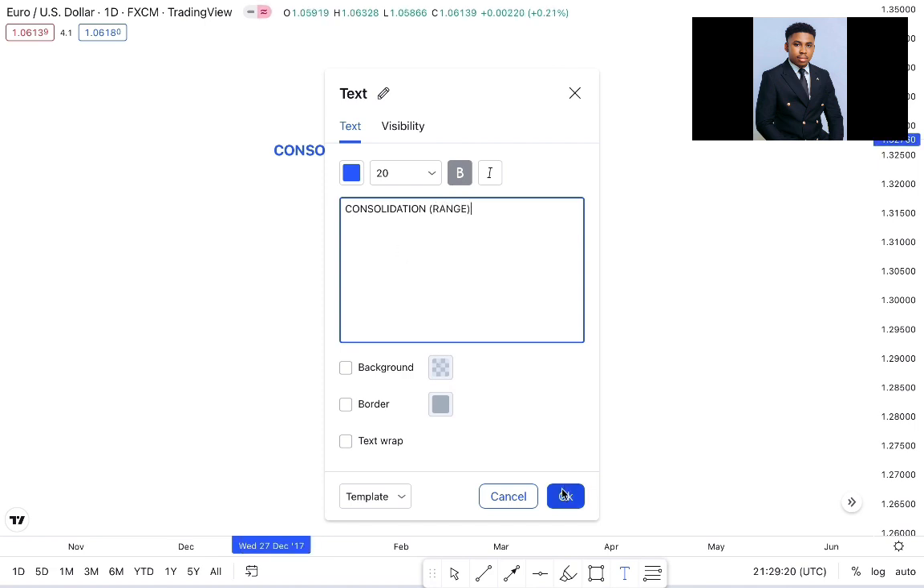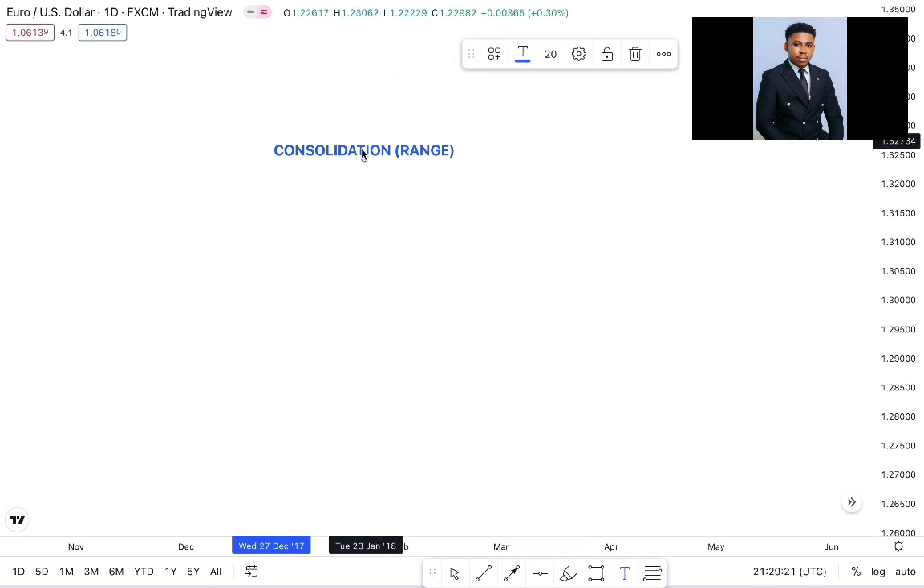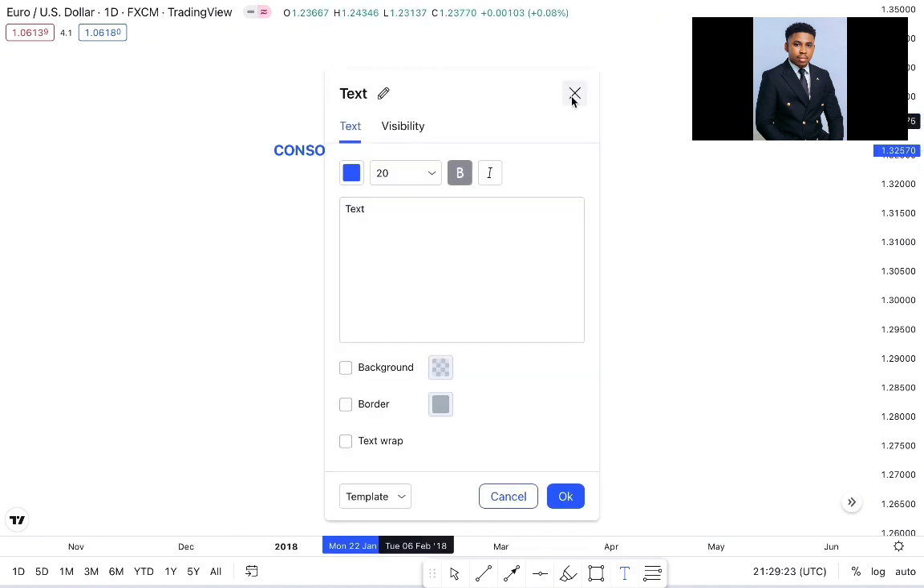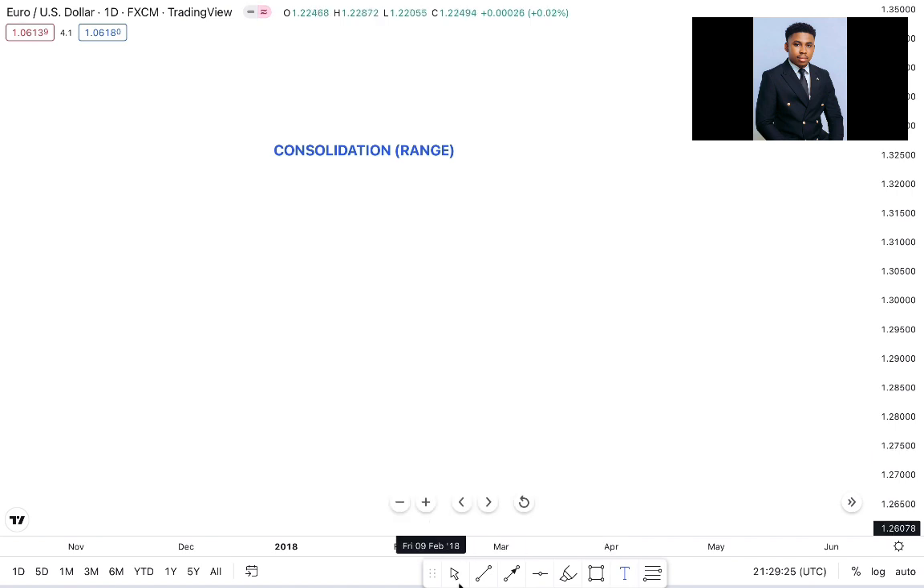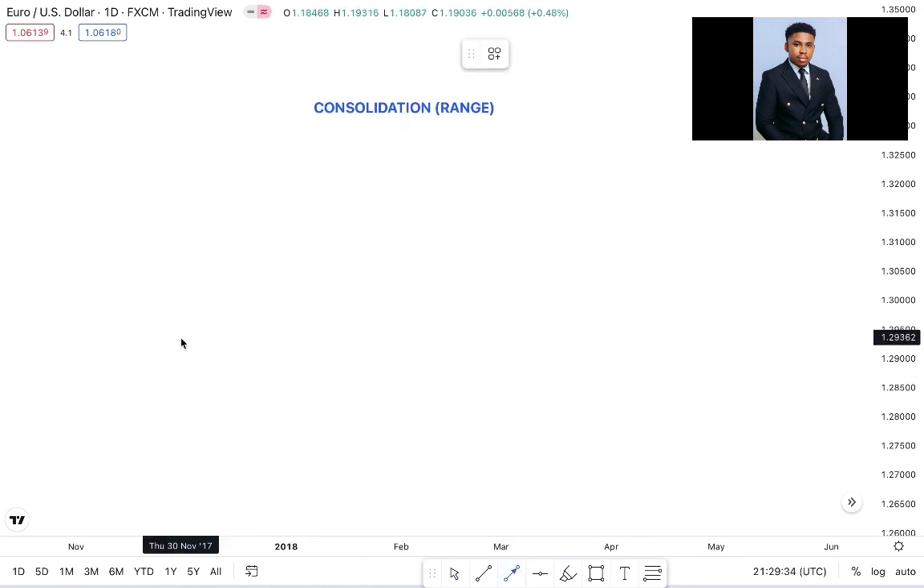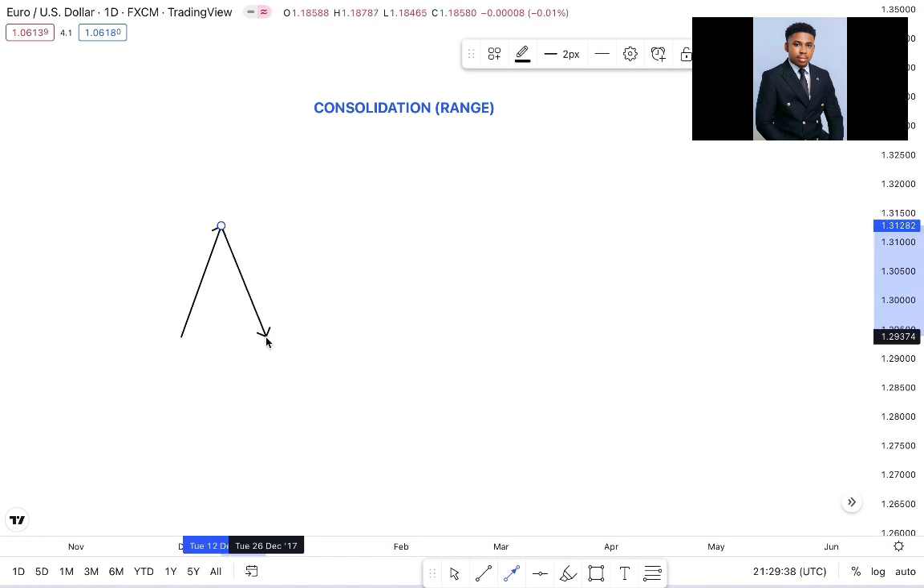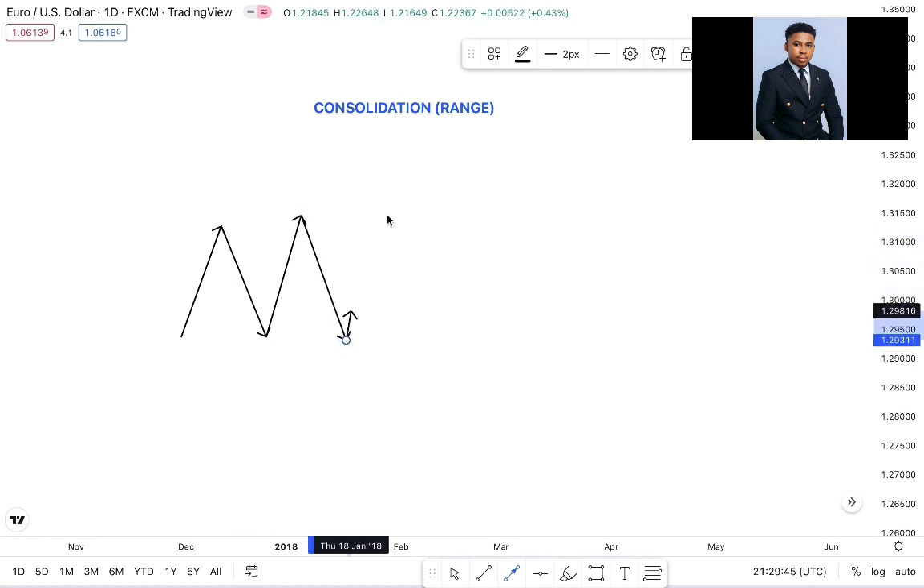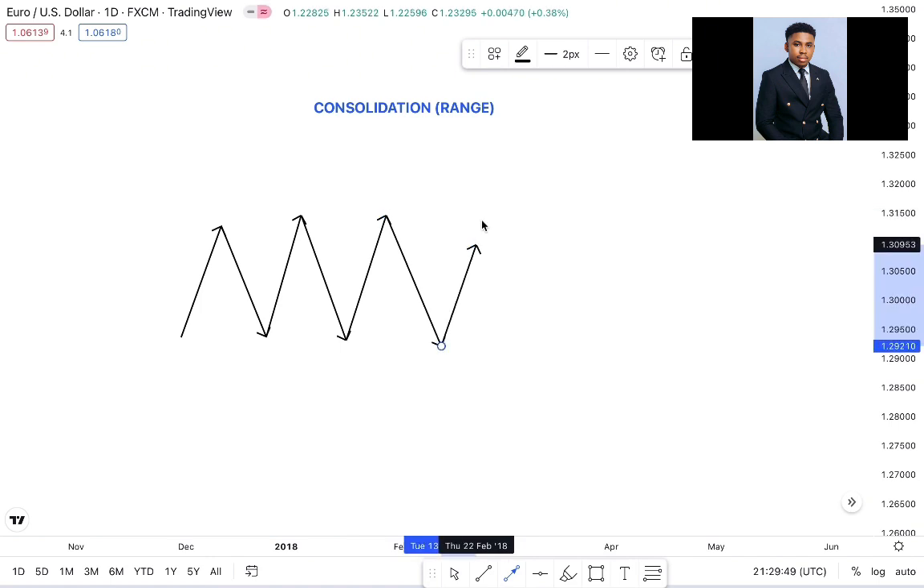Okay, so we have a consolidation, also called a range. This is what a consolidation looks like basically. I'll use an illustration to show you before we go into the live chart. It usually creates equal highs and equal lows. A high is created, followed by a low, and then a relatively equal high and a relatively equal low, and the market just keeps going like that until it decides to change direction or go into a trend.